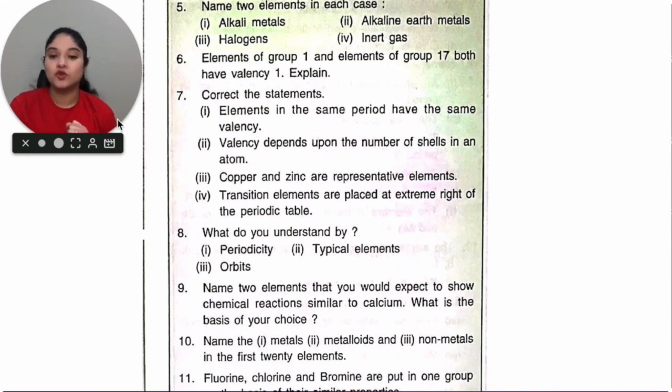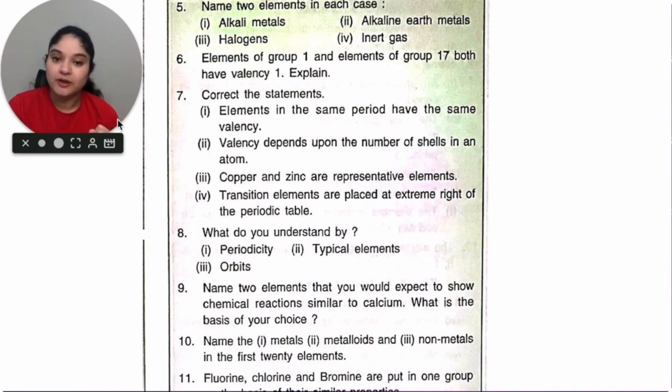So that is not true, because elements in the same group have the same valency. If you talk about a similar group, that group will have same valency. When we talk about the second one, valency depends upon the number of shells in an atom. So that is not true, of course. Valency depends upon the number of valence electrons in an atom, not the number of shells.